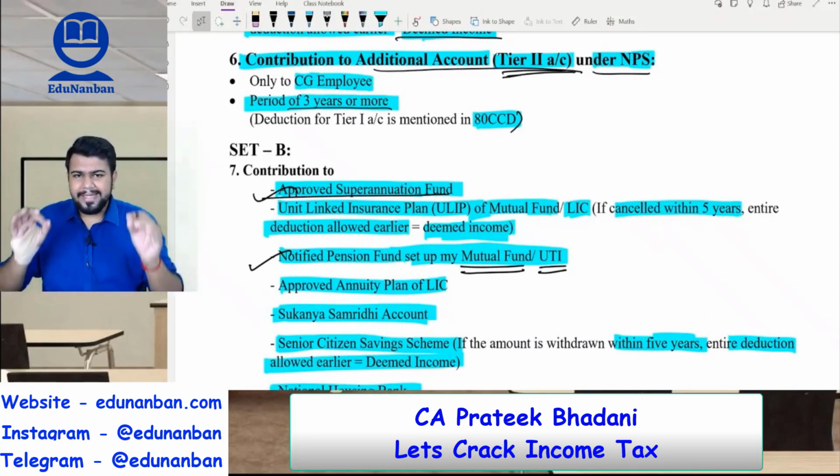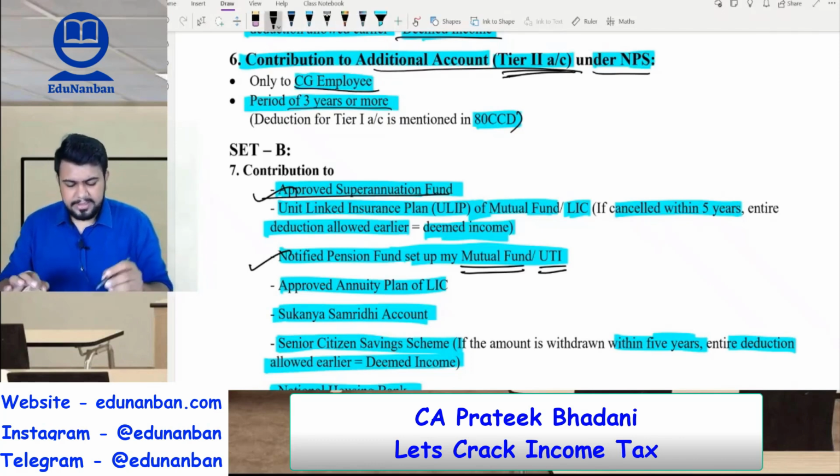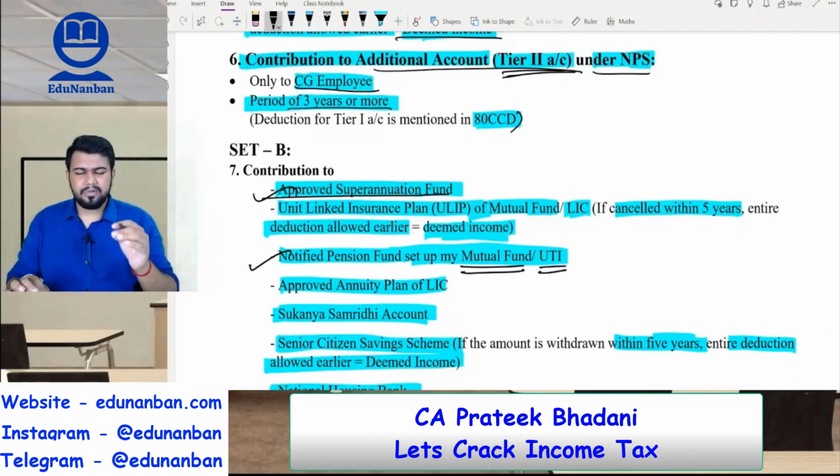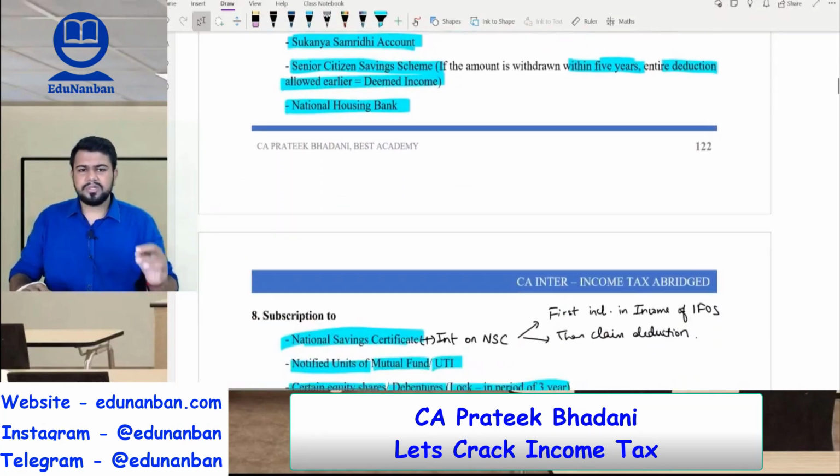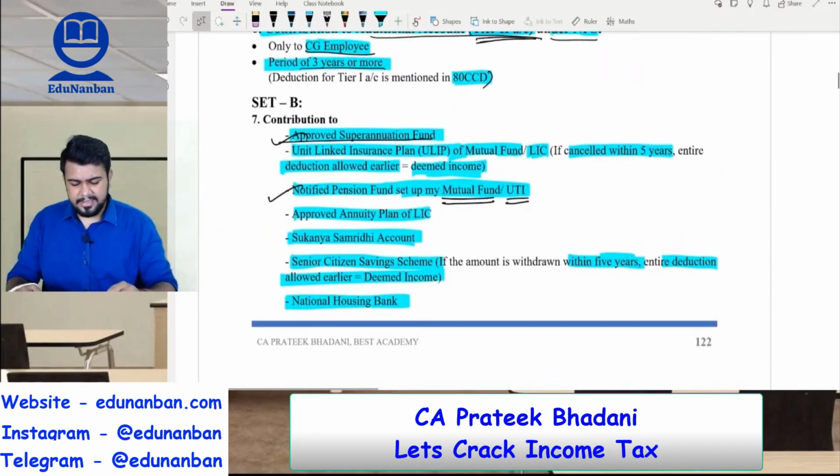However, only and only for central government employees, they have the facility to deposit in Tier 2 account of the NPS. If they deposit in Tier 2 account for a period of 3 years or more, then they will get deduction under section 80C. Then what are the other accounts where deduction is allowed under section 80C?